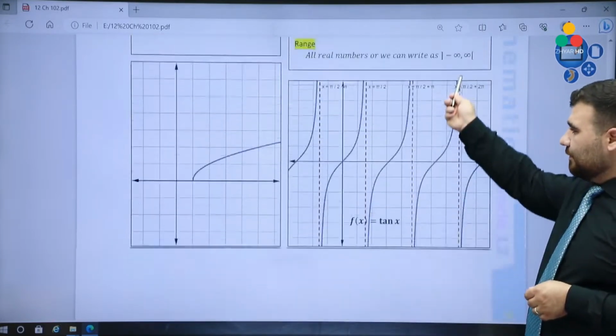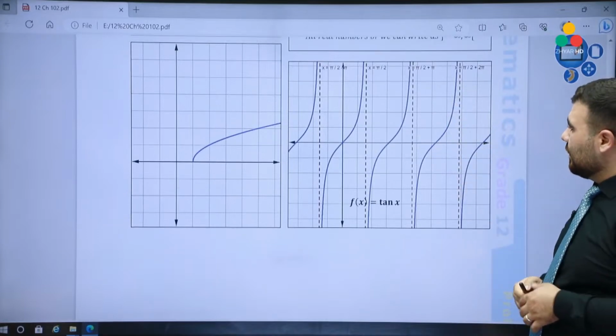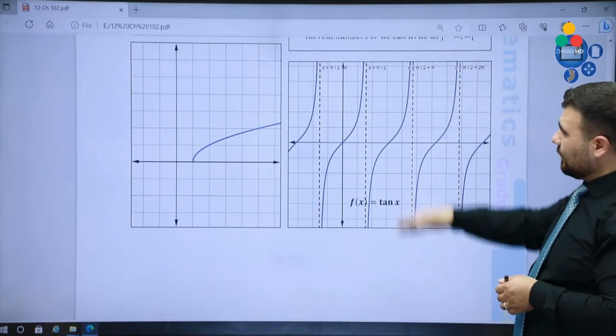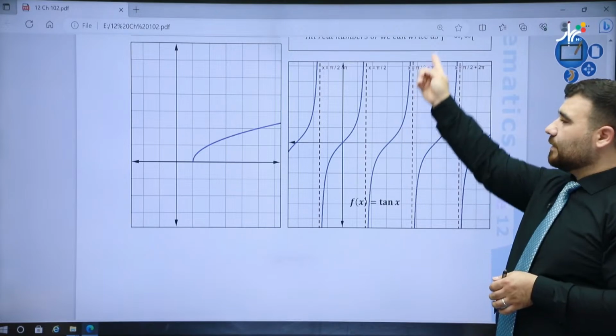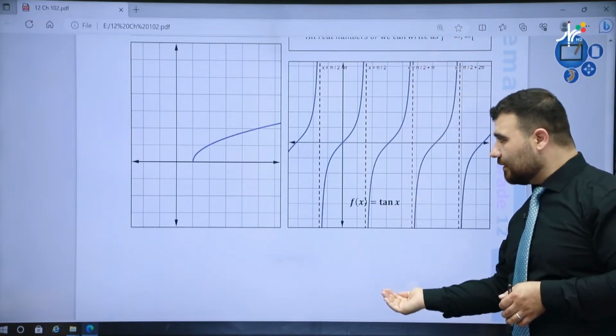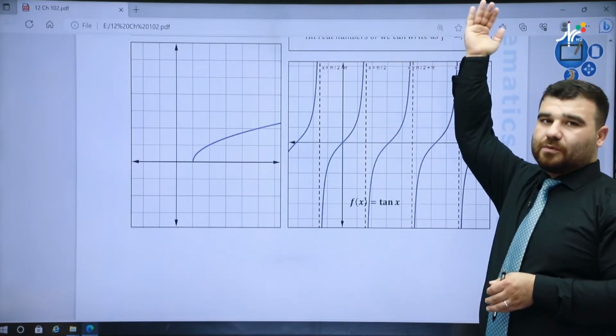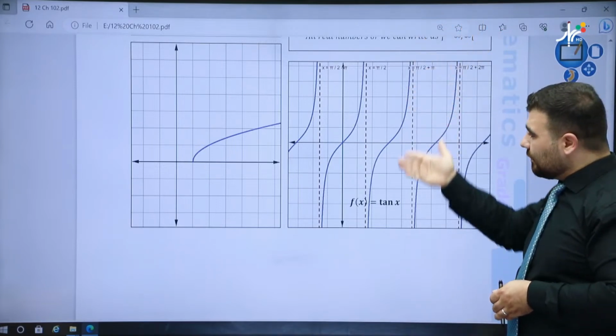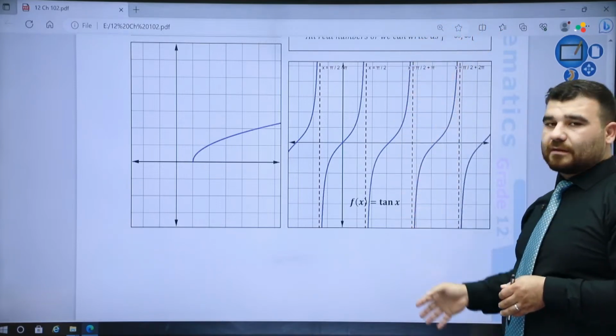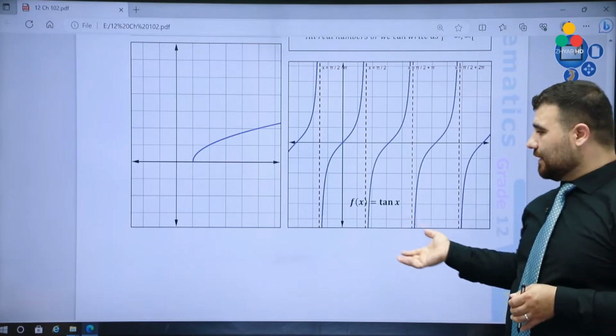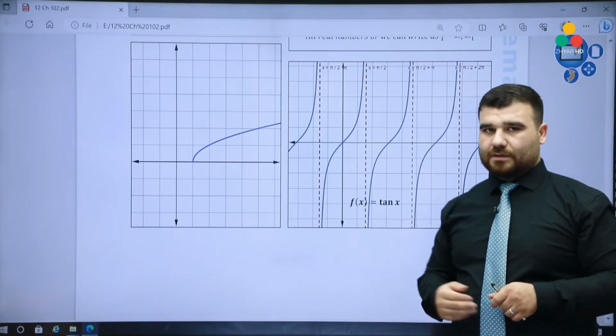Let's look at the graph. Graph of tan is like this. If we look at it vertically, it's covering all real numbers. It starts from negative infinity and goes up all the way to positive infinity. This vertical is range. So range of tan is all real numbers.